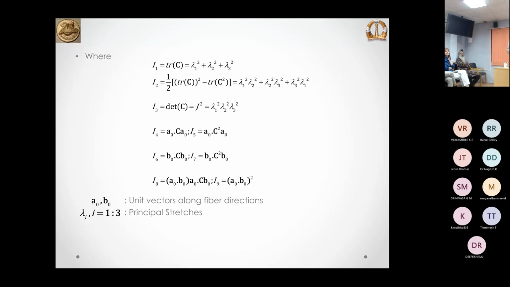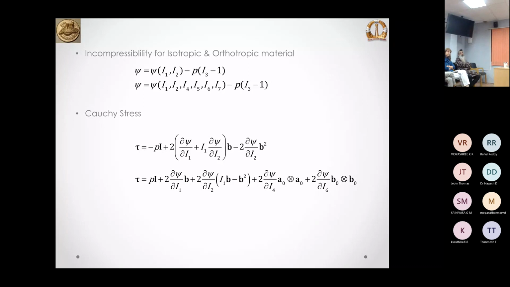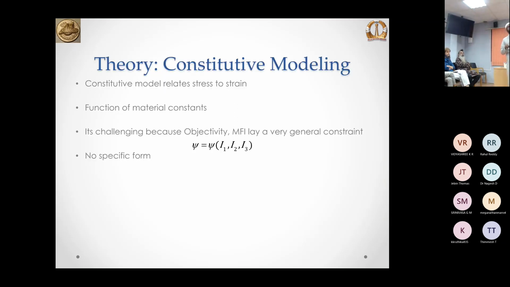Mostly materials are incompressible. So we need to enforce this incompressibility constraint. If it is for isotropic, then the form of strain energy will be this, and for orthotropic, it will be this. So finally, after having the strain energy, we need to define the stress, because that is what we are going to use in our experiments, the Cauchy stress. So the Cauchy stress for the isotropic and the two families of fiber material are given by these two expressions.